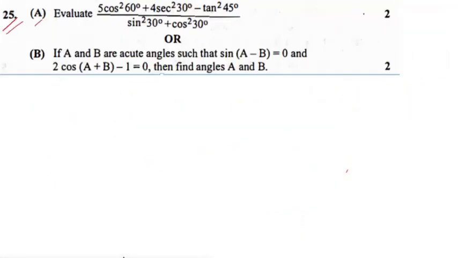Question number 25A. Evaluate 5 cos square 60 degree plus 4 sec square 30 degree minus tan square 45 degree upon sin square 30 degree plus cos square 30 degree. So first of all, in this question, you make a table of angles from 0 to 90 degrees: 0 degree, 30 degree, 45 degree, 60 degree and 90 degree.